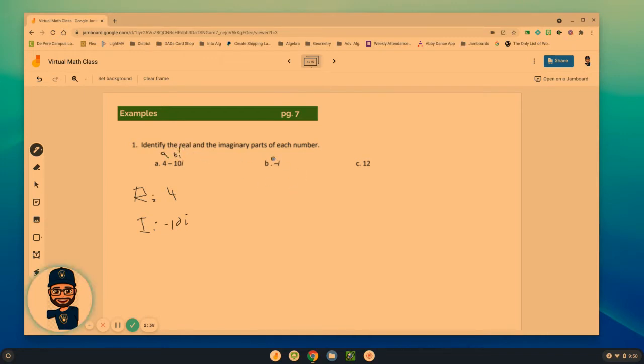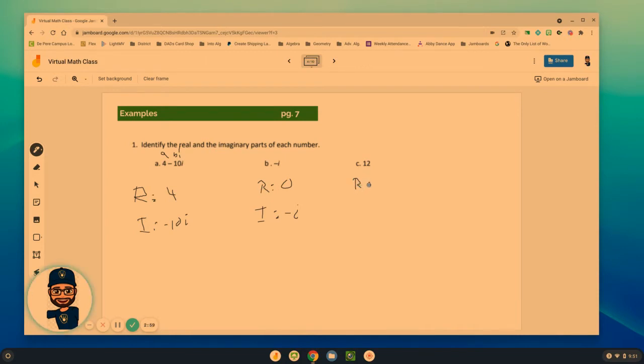But when we get to letter B, it's a little bit trickier, right? What's the real part to this one? Well, it would be 0, because there is no real part. And then our imaginary part here is going to be negative i, or negative 1i if you prefer to put the 1.